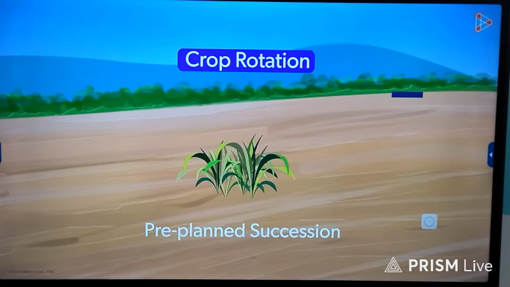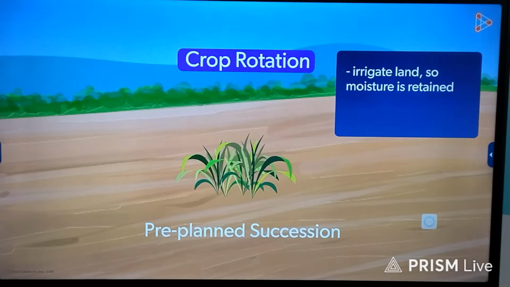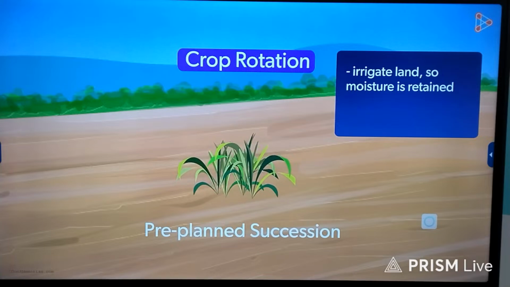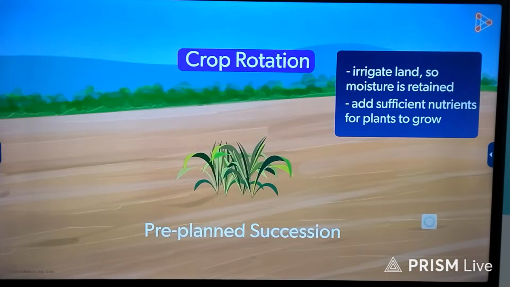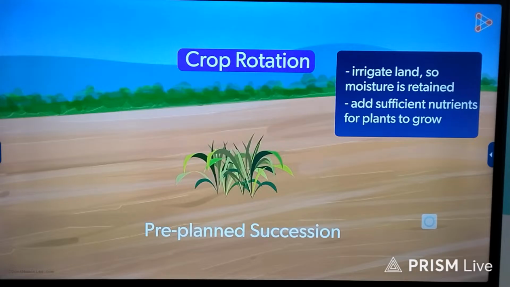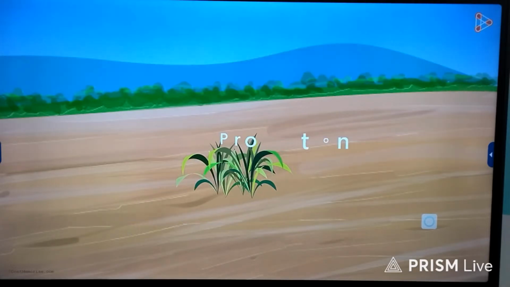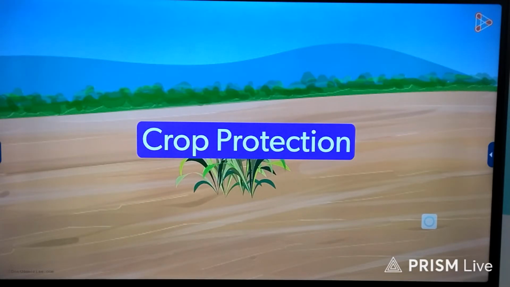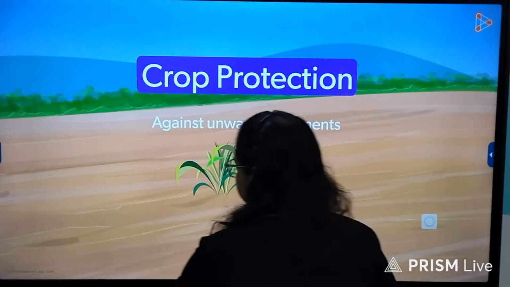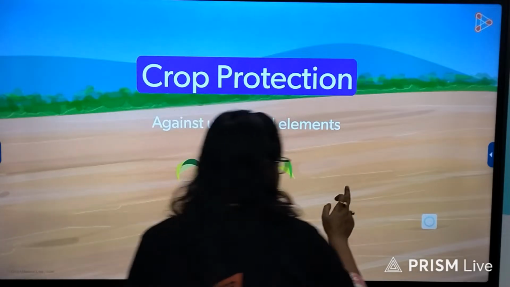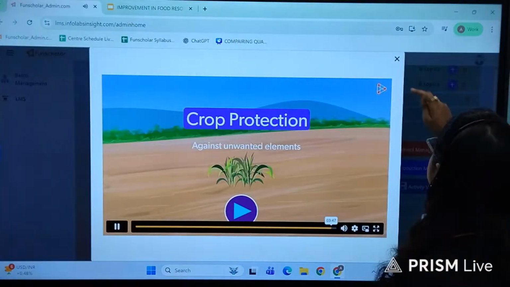When the plants are growing, it is important to have the land irrigated so that moisture is retained in the soil. It is also necessary to add sufficient nutrients to the soil to help plant growth. Do you know why we have to take all these measures? This will take us to our next topic. It looks at the idea of crop protection. Crops cannot just grow, they need to be protected against various things that might threaten their growth. We will look at that in detail in our coming videos.